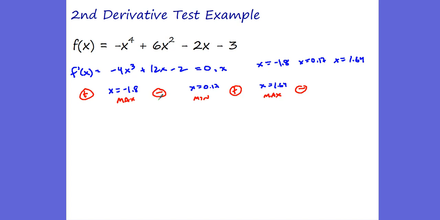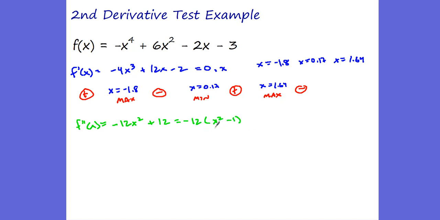Now let's go to our second derivative test. And so we're going to take f prime prime of x. We're going to do the power rule again. Negative 12x squared plus 12, okay, which ends up being negative 12 times x squared minus 1.